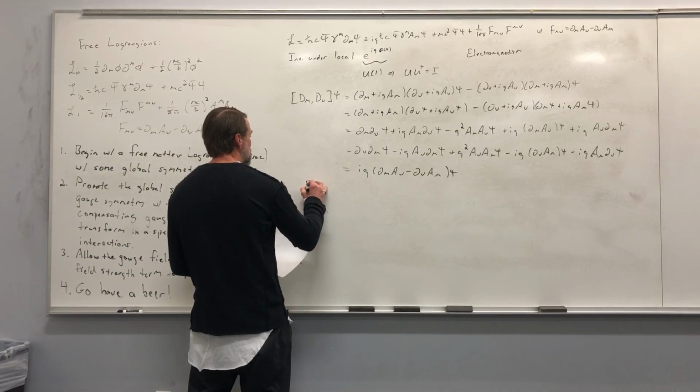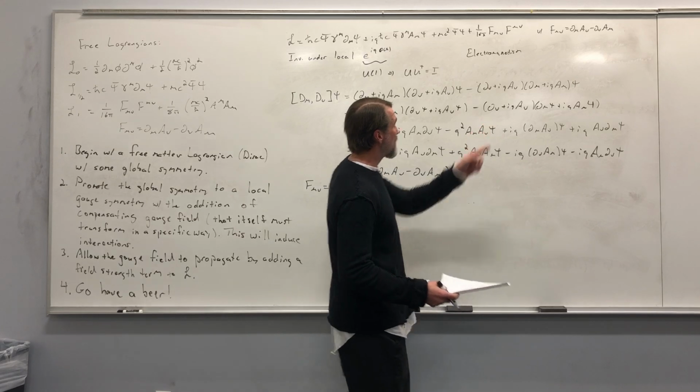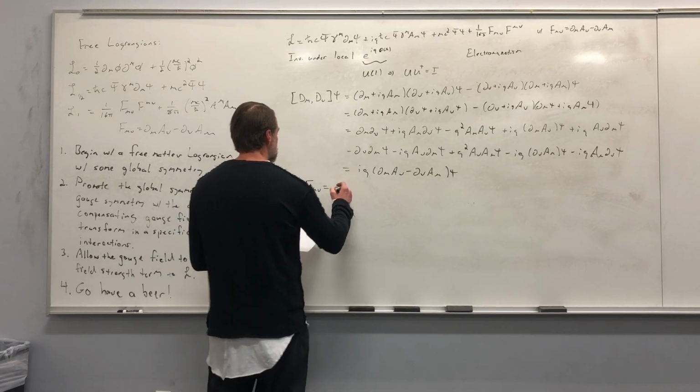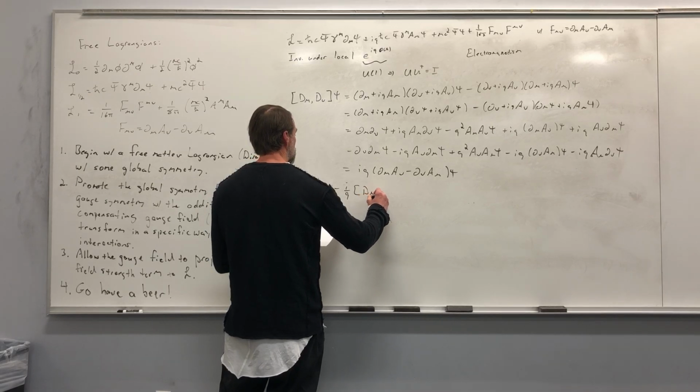Well, this tells me that all I have to figure out for the form of f mu nu is that it's minus i over q times the commutator of d mu d nu.